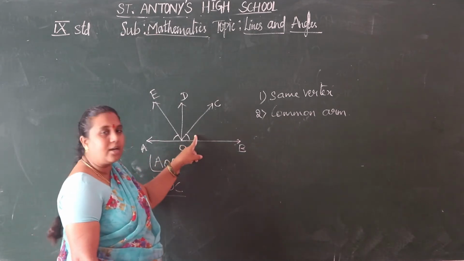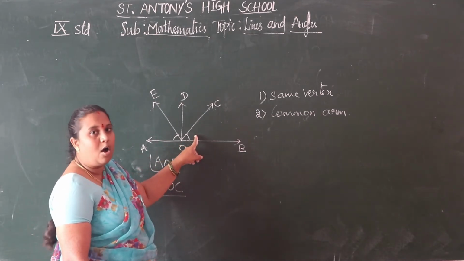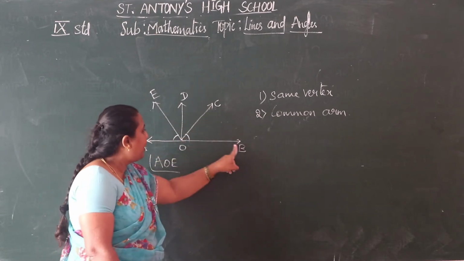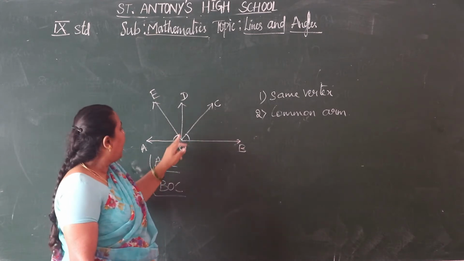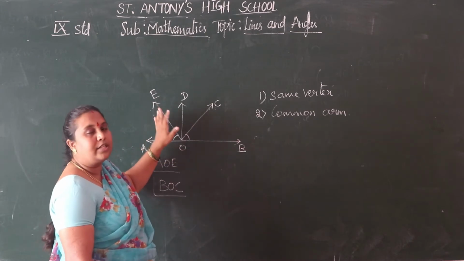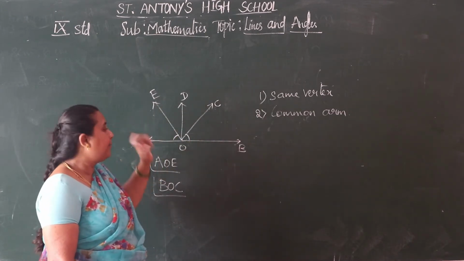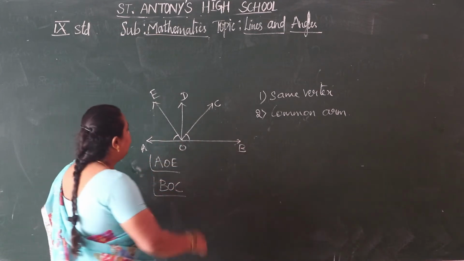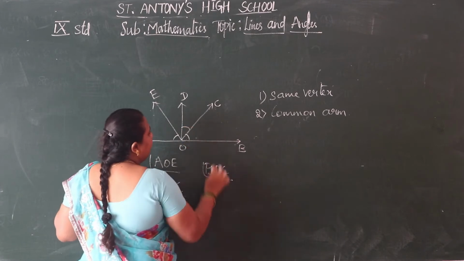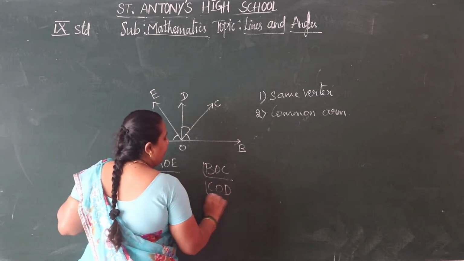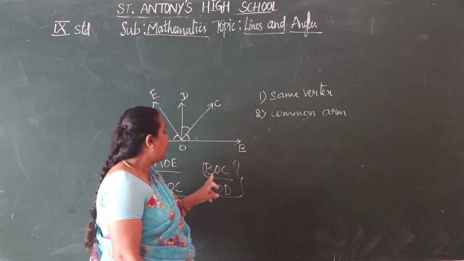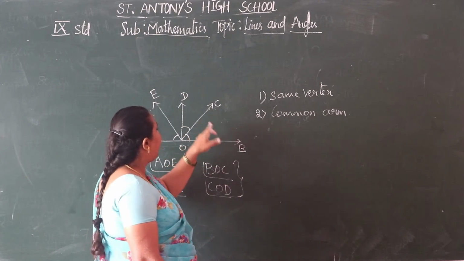So these two angles are not having a common arm. OC and OB are the arms of angle BOC, and OA and OE are the arms of angle AOE. So there is no common arm. So for that we are taking angle BOC and angle COD. These two are adjacent angles. See the conditions for these two angles, angle BOC and angle COD.